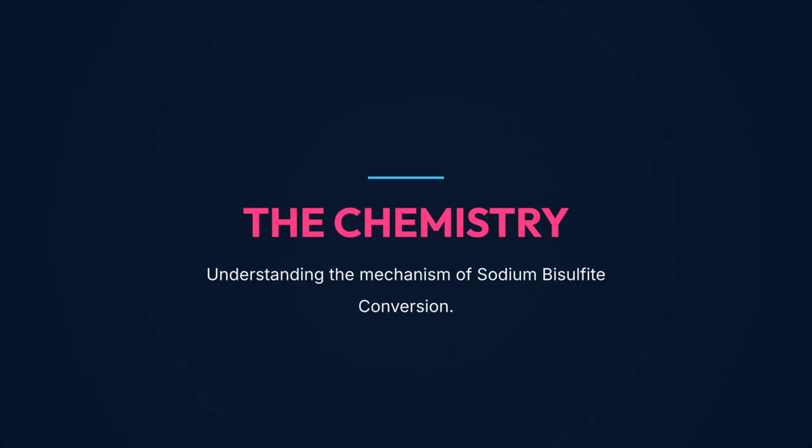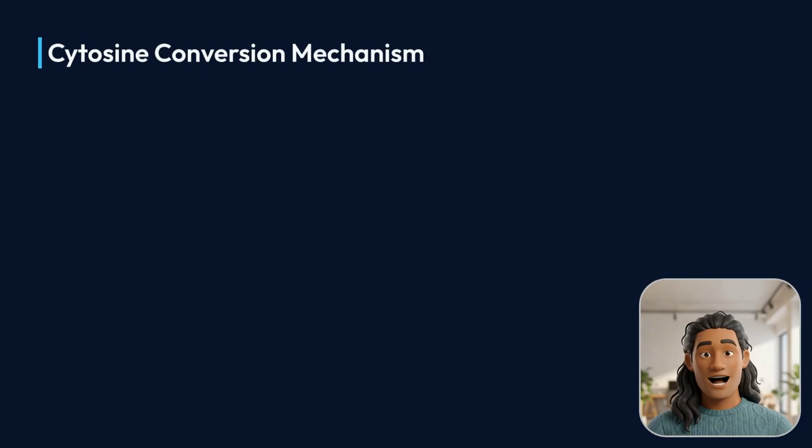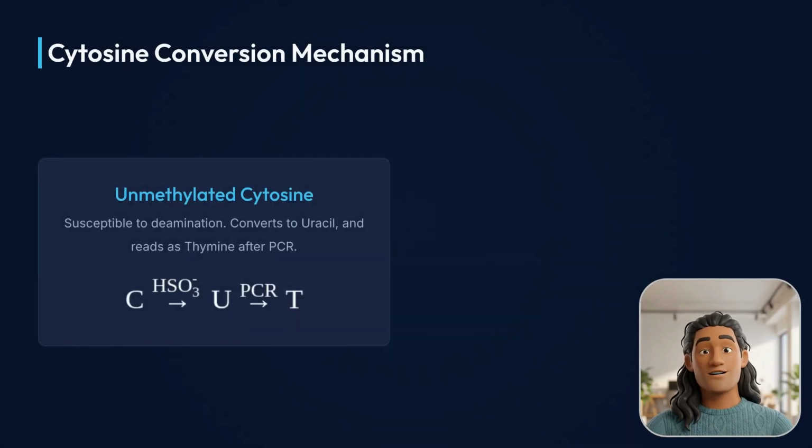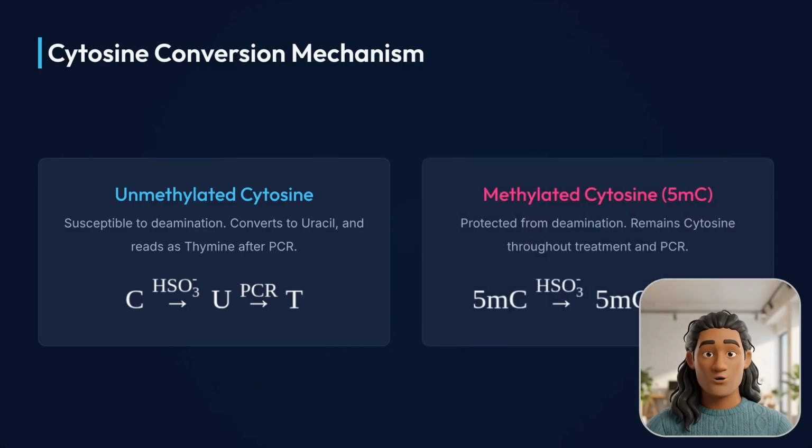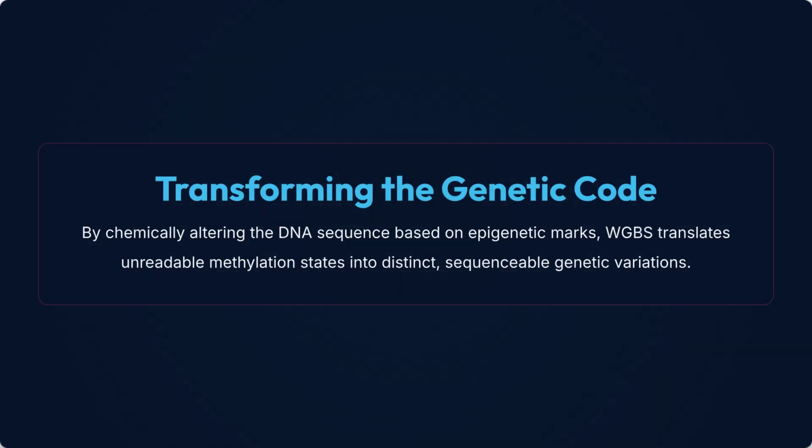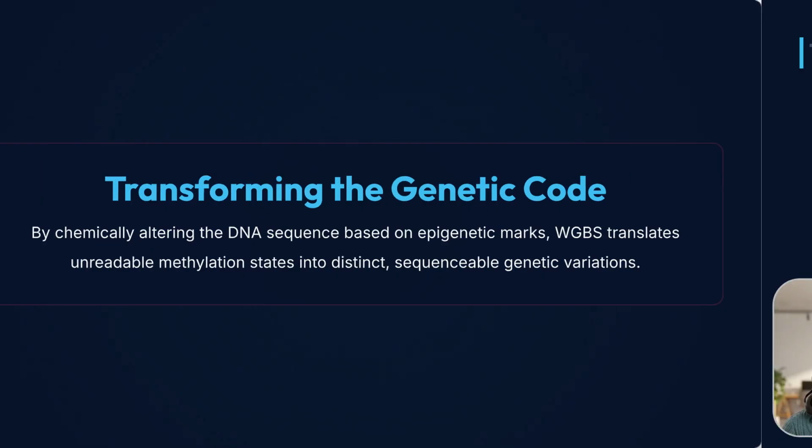Next, let's delve into the chemistry behind the process, specifically understanding the mechanism of sodium bisulfite conversion. The core of WGBS relies on the difference in how unmethylated and methylated cytosines react to bisulfite. Unmethylated cytosine converts to uracil and reads as thymine after PCR, while methylated cytosine is protected and remains cytosine. This chemical alteration transforms the genetic code. WGBS translates unreadable methylation states into distinct, sequenceable genetic variations, which is key for epigenetic analysis.